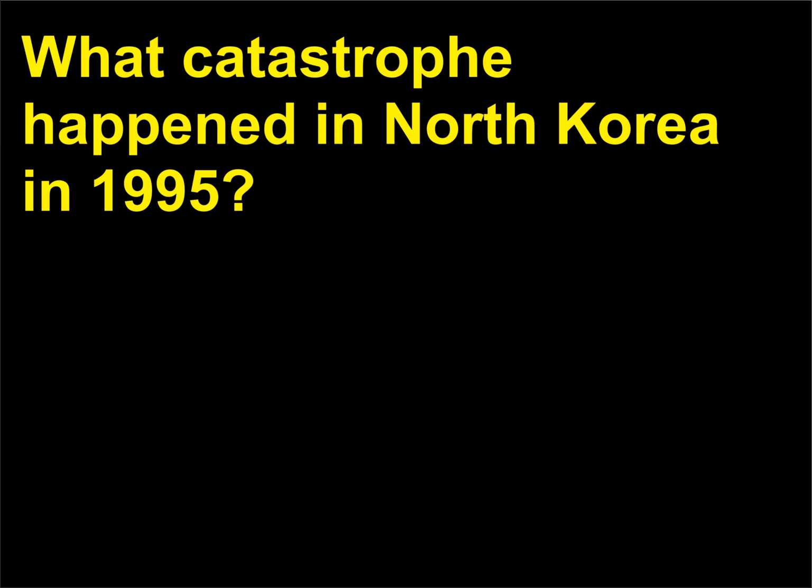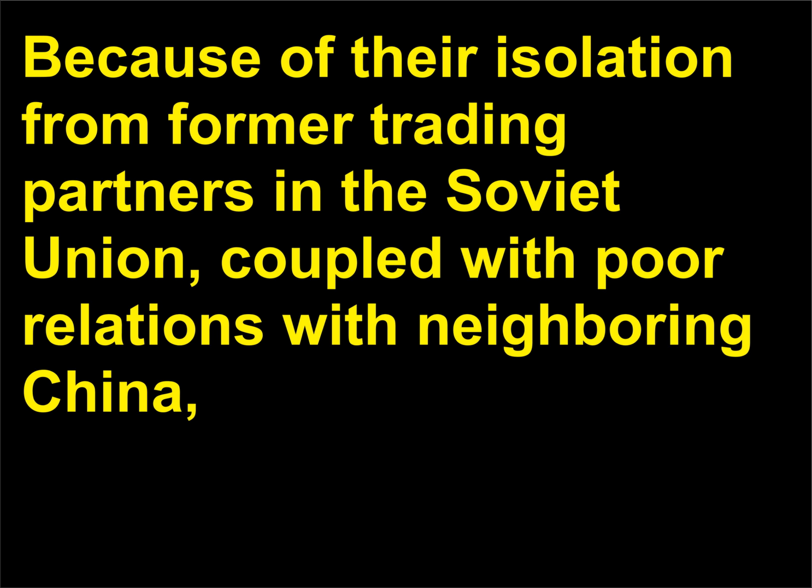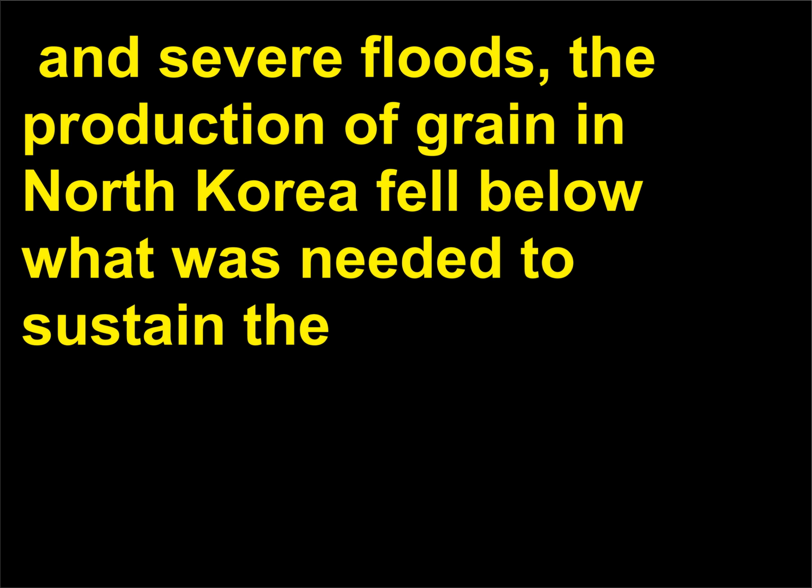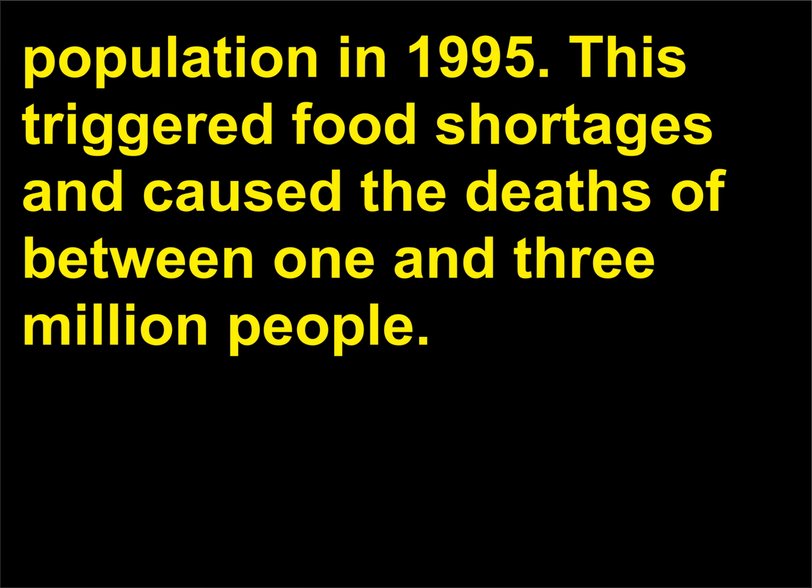What catastrophe happened in North Korea in 1995? Because of their isolation from former trading partners in the Soviet Union, coupled with poor relations with neighboring China, failed economic policies that drove up the price of food, excessive military expenditures, and severe floods, the production of grain in North Korea fell below what was needed to sustain the population in 1995. This triggered food shortages and caused the deaths of between 1 and 3 million people.